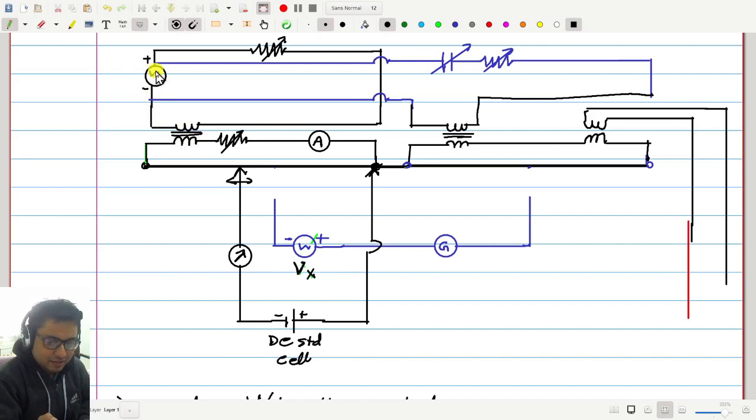Rectifier, that should be rectifier, something like that. No. If you take a rectifier, but if you use a rectifier, then your supply waveform will be like this, but your unknown waveform is flat, so you cannot match them. So you will never get balance.